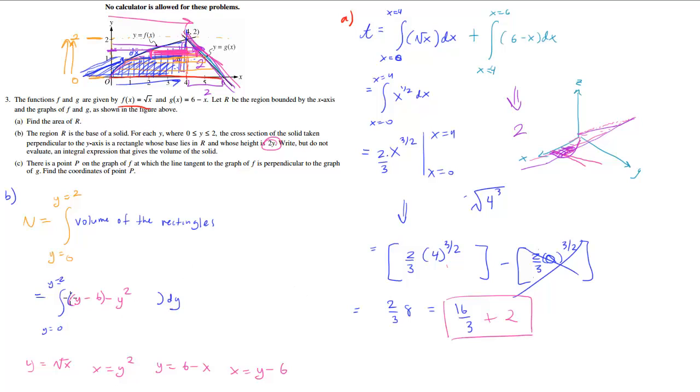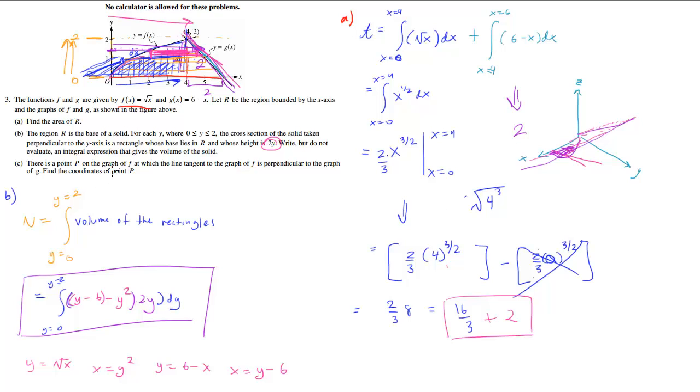But anyway, we need to multiply this width all by 2y. And so we have this haphazard looking thing, y minus 6 minus y squared, all times 2y dy. Luckily, it says not to evaluate it and only to write it. And so that is how you would find the volume of that awkwardly shaped cross-sectional volume above the region R.